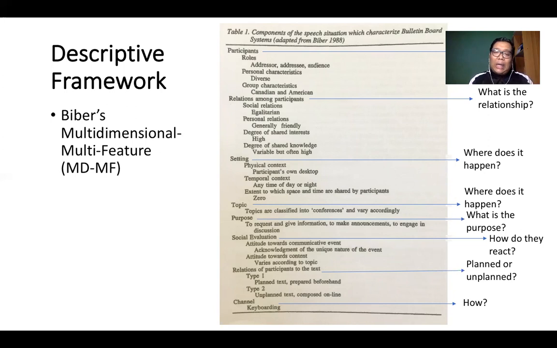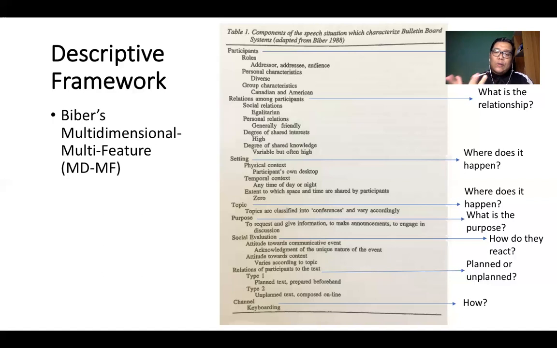You could also look at the relationship. Relations among participants. Are there social relations? Is there equality with the relations involved in a conversation or in the online exchange of information? Are there any personal relations? What is the degree of shared interest? Is it high or is it low? Are there people not totally involved in the exchange of discourses? What is the degree of shared knowledge? Does everyone know the topic being talked about?